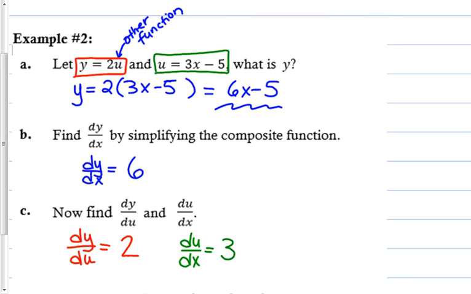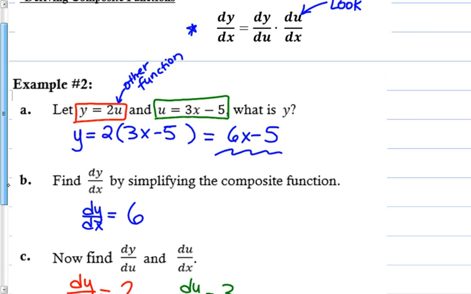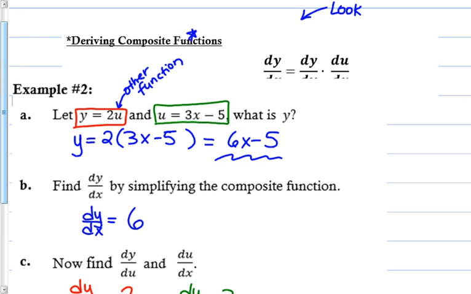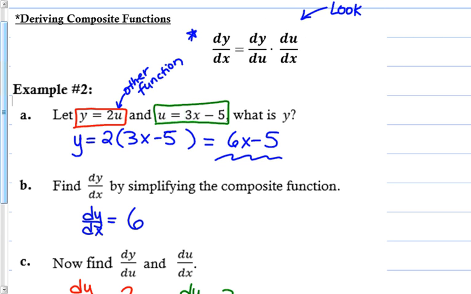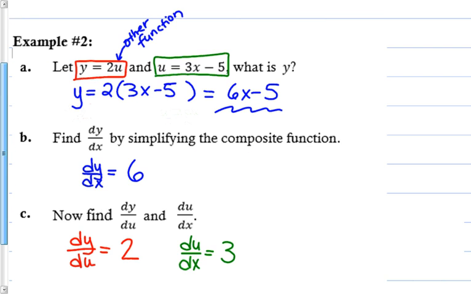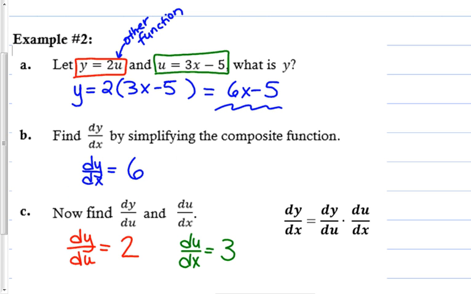So what I want you to see here is if I use my little formula that I have all the way on the top, I'm just going to scoot up. If I use this little formula, I'm just going to drag this. Oh man. Alright, so there's my dy dx equals dy du times du dx.